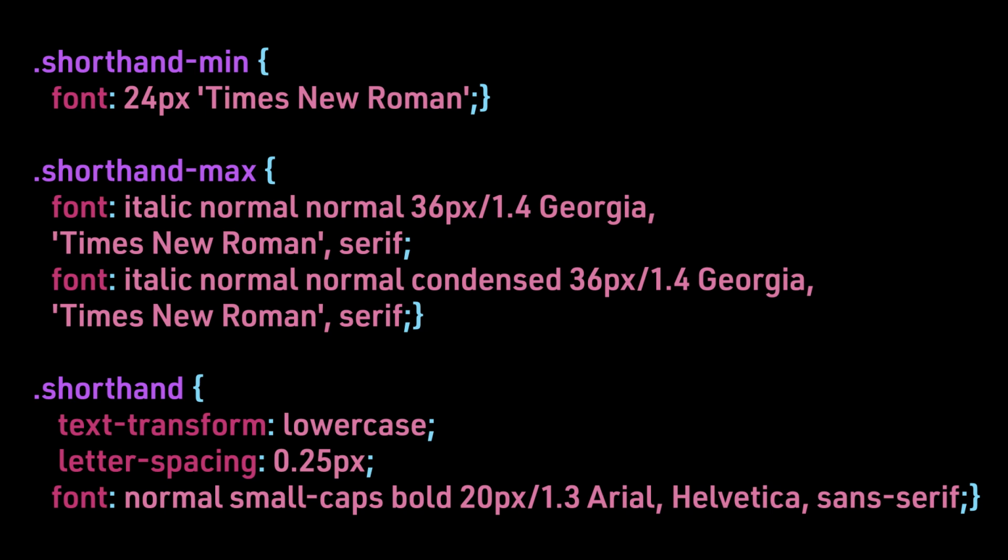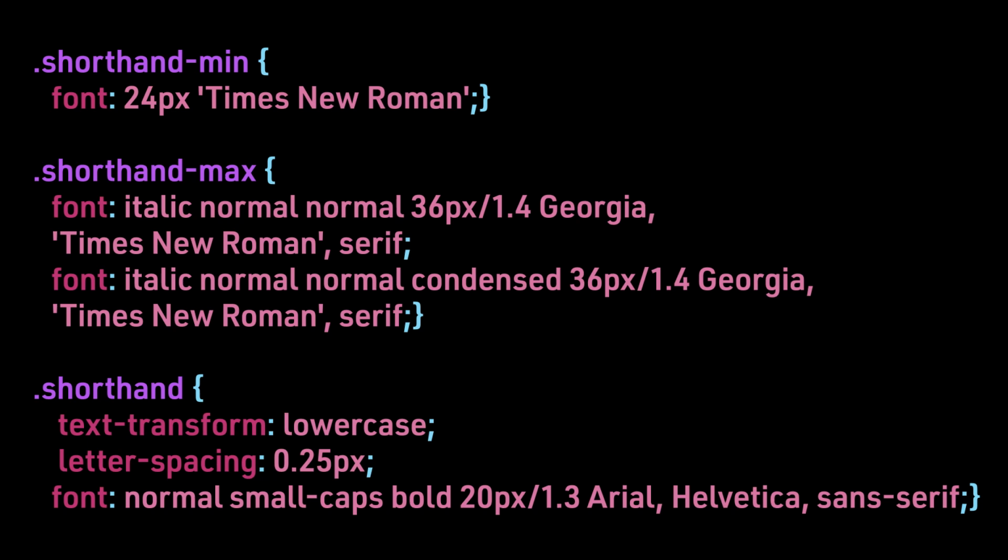For the shorthand maximum, we are going to set all the properties. So we have set font style to italic, font variant to normal, font weight to normal, font stretch to condensed, 36 pixels over 1.4 line height, Georgia, Times New Roman, serif in a stack.